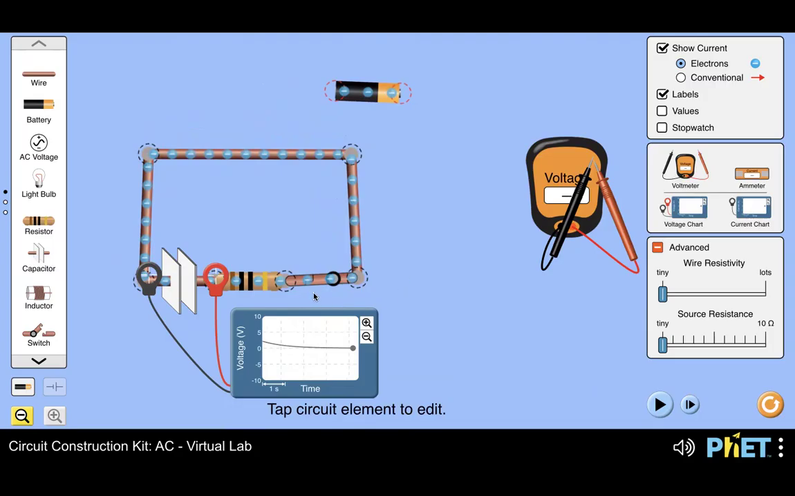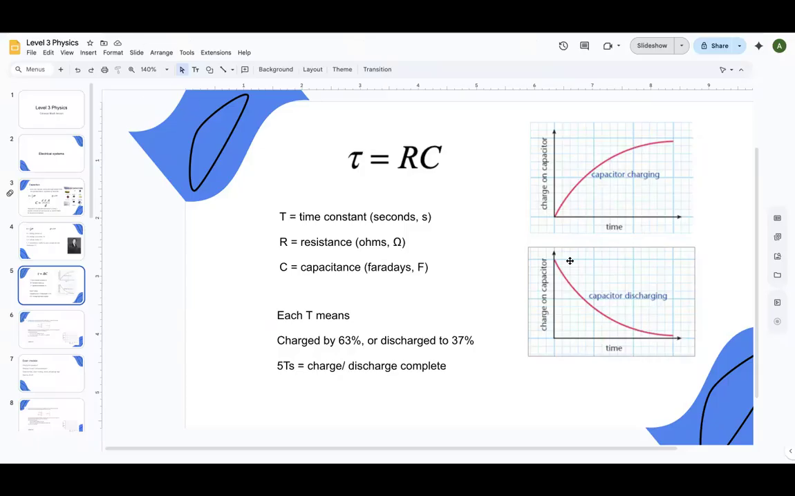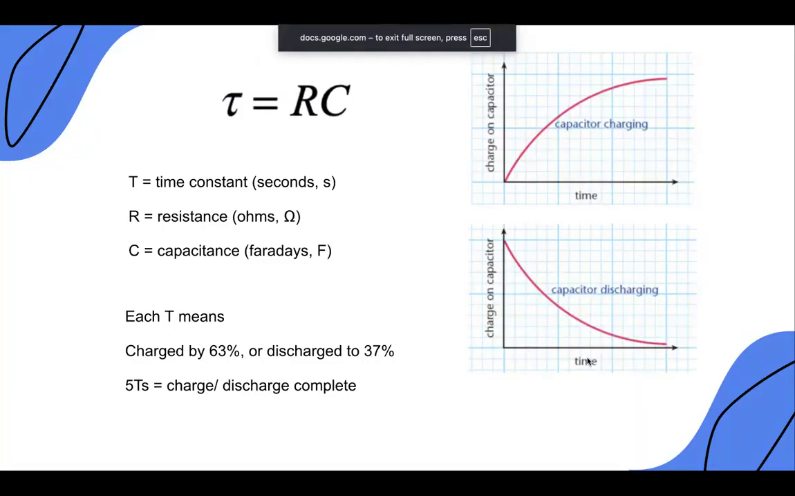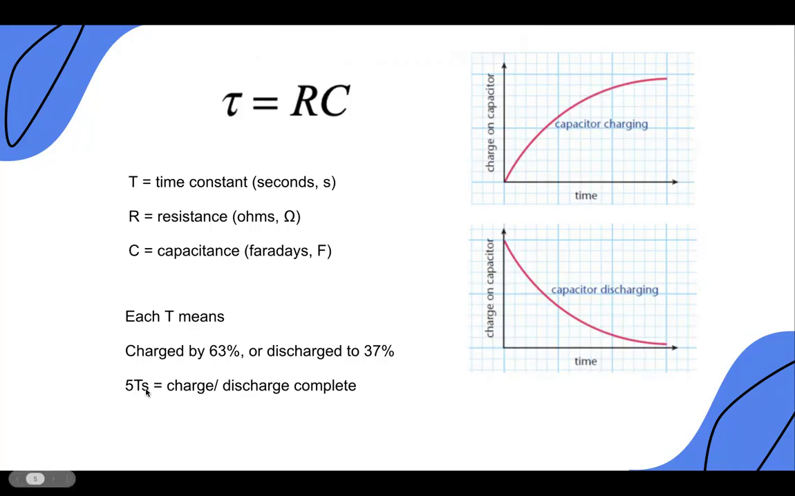Cool. So going back to our slide over here, a capacitor cannot be 100% charged or discharged, but we consider it as almost 100% after 5 time constants. So that's something to remember. Your magic percentage, 63% and 5 T's.